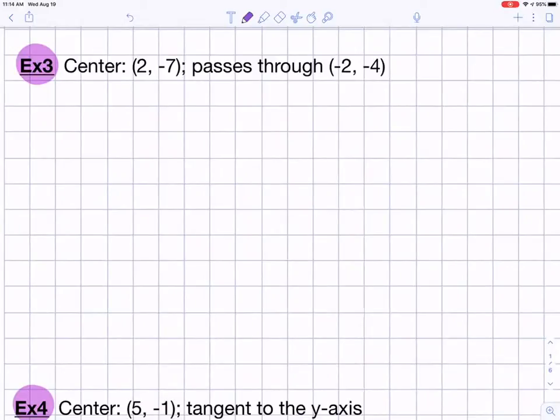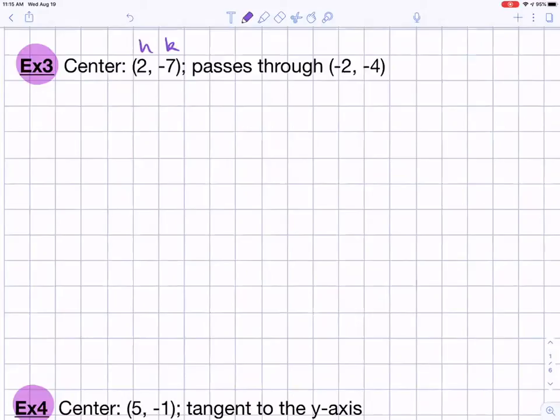What are you handed in this question? Now remember, you've got to have H, K, and R. What are you handed in this question? You've got an H and a K. The center is always going to be H and K. So what are we missing? We're missing an R. Okay?